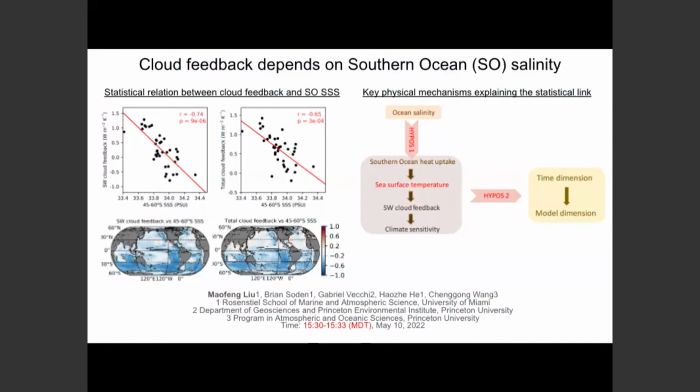There were a few questions in the morning that asked about the role of the ocean in this pattern effect. Here, this work may provide some insights on this problem.